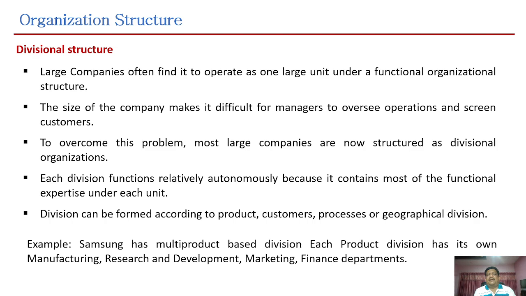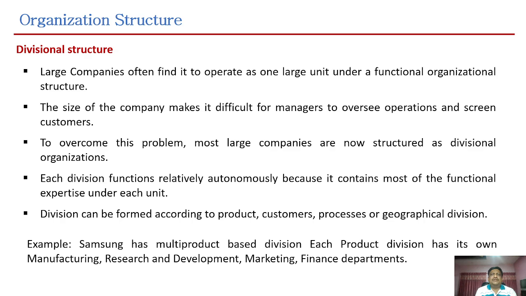Large companies often find it difficult to operate as one large unit under the functional organizational structure. The size of the company makes it difficult for managers to observe the operations and customers. To overcome this problem, most large companies are now structured as a divisional organization. As I gave the example, it is similar. Each division functions relatively autonomously because it contains most of the functional enterprises under each unit.